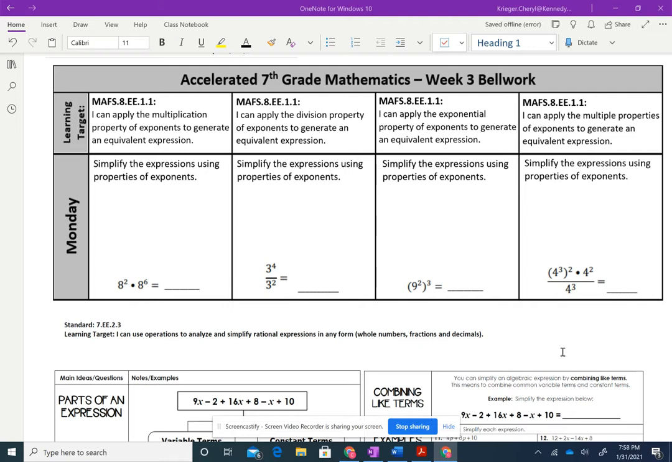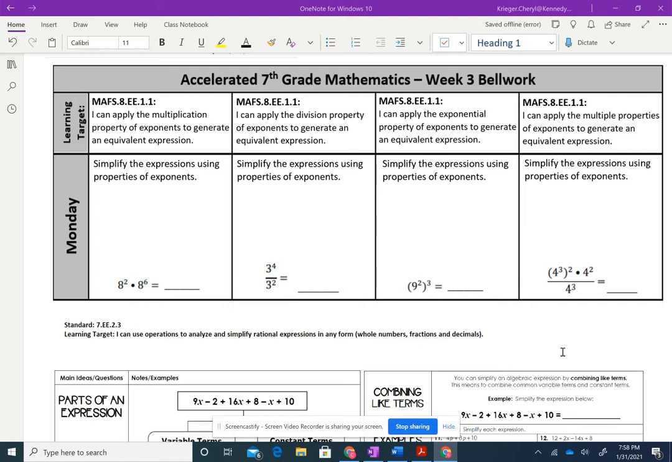So, the first thing we're going to do is go over the bell work, and I know it looks crazy, it's stuff that you've never seen before, but I promise it won't be too bad. We're going to cover exponents thoroughly this week in bell work, okay? And so I'm going to show you the long way to do it first, and then I'll show you the trick. So Monday, column 1 says I can apply the multiplication property of exponents to generate an equivalent expression.